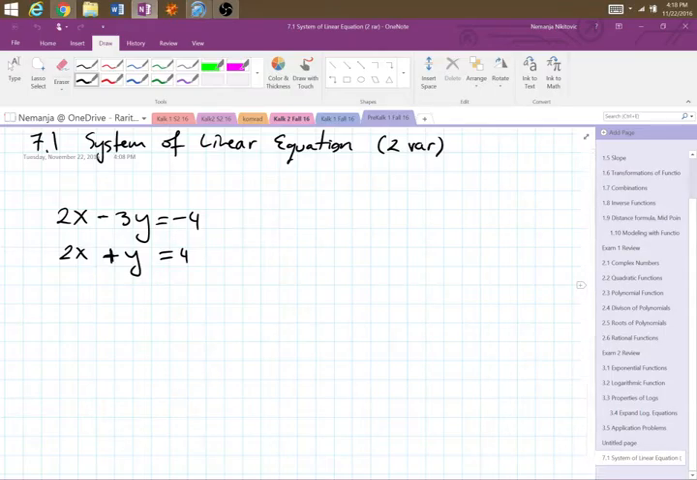Hello and welcome back to Precalculus 1, take 2 for 7.1 systems of linear equations in two variables. This is something you learned before, so now you're going to have a quick review of three methods of how to deal with a system with two variables.